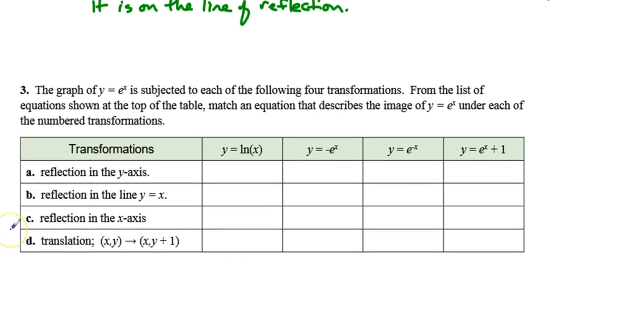Now, this looks like a complicated little table, but really we're going to be putting some check marks in this column. We're going to put one check mark, and in this column we're going to put one check mark, etc. So, for example, if I want to create the graph y equals natural log of x, what do I need to do to y equals e to the x, or as it says here, the graph of e to the x is subjected to the following transformation. So choose one of these for each column. Try to do it without your calculator, just using your sense. Then play the recording when you're ready.